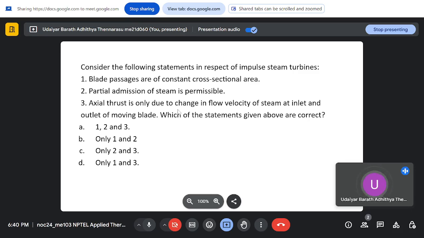So moving on to the next question: consider the following statements in respect of impulse steam turbines. The first one, blade passages are of constant cross-sectional area. The second is partial admission of steam is permissible. Third is axial thrust is only due to change in flow velocity of steam at inlet and outlet of the moving blade. So which of the statements given above is correct?